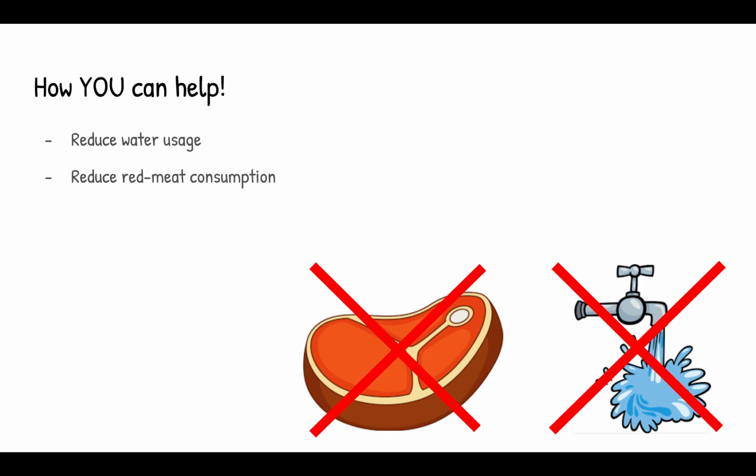You could also reduce your red meat consumption, which, as you may know, as I said before, livestock is a big factor in the emissions of methane. And by reducing your red meat consumption, like cows predominantly, you can reduce the demand for these animals, which then reduces the amount of these animals needed to be bred, which reduces the methane emissions.